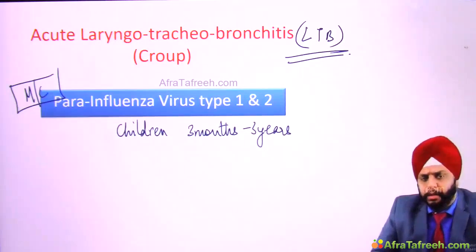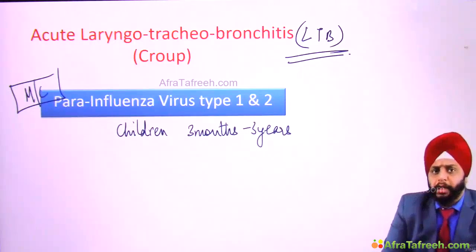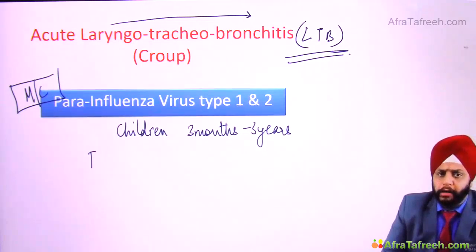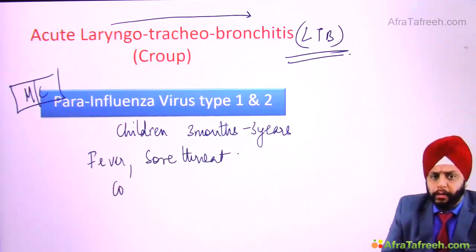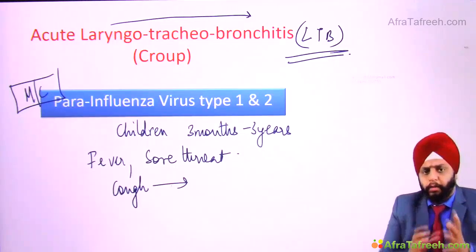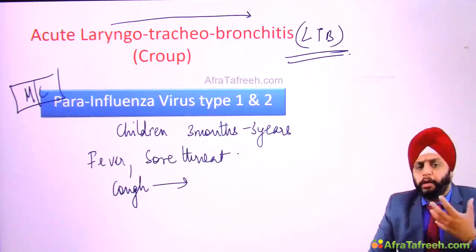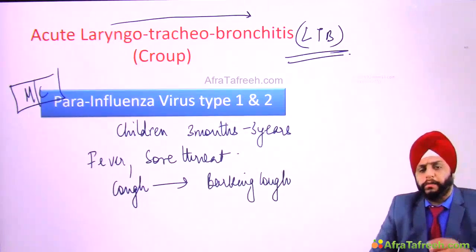Now, how will the patient present? It's a viral infection of the respiratory pathway. Which respiratory pathway? Involving larynx to bronchi, so the lower respiratory pathway. All right, so the child has fever. Next, the child has sore throat. Okay, what else? The child has cough. Right, what kind of cough? Very typical cough, because the lower respiratory pathway is blocked, so the child will cough with a lot of effort. Okay, so this is known as barking cough.